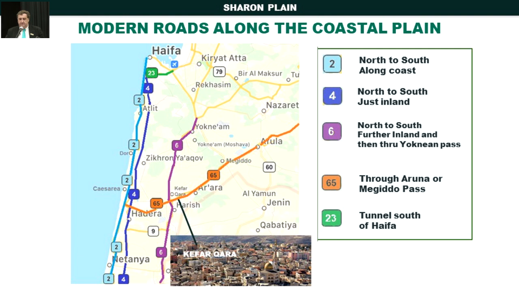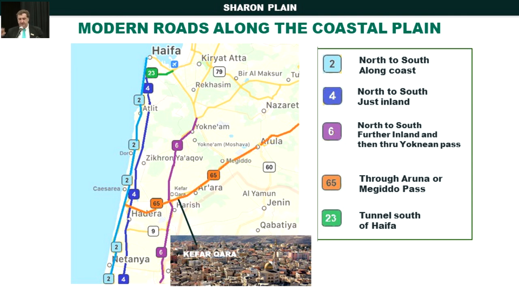Now, today there are three major highways that run north to south along the length of the coastal plain. Those highways are numbered 2, 4 and 6. Highway 2 goes south from Haifa along the coast down to Tel Aviv. Highway 4 splits off from it south of Haifa and goes along the coast just a little bit inland from Highway 2. Now, Highway 6 is a toll road for much of its length, and it goes from just north of Beersheba in the very south and goes along the eastern edge of the Sharon coastal plain.